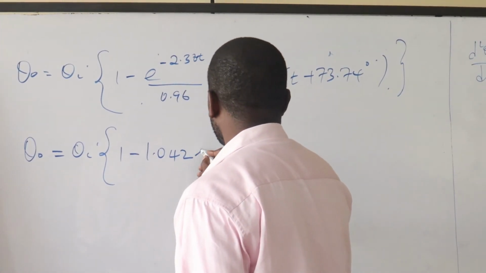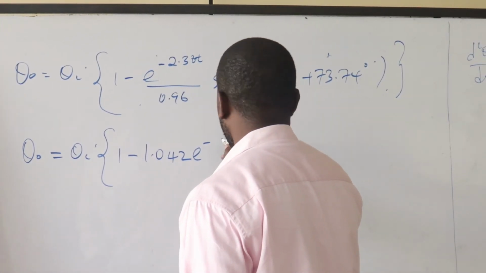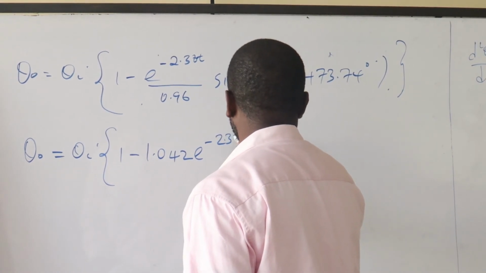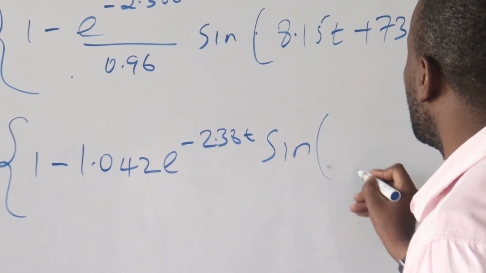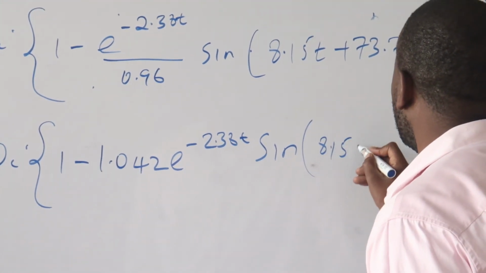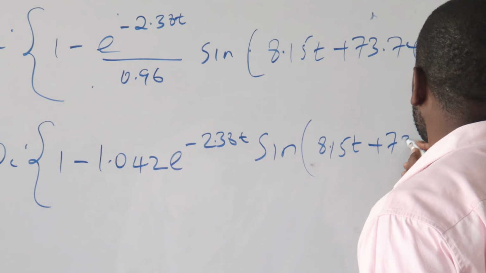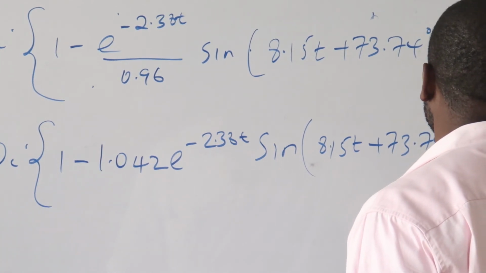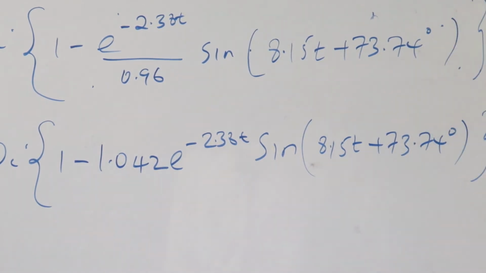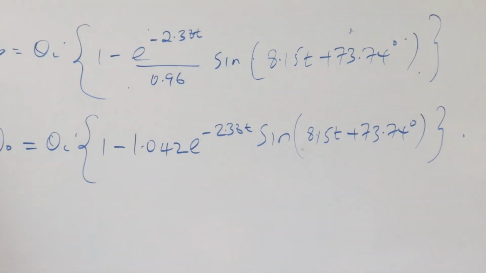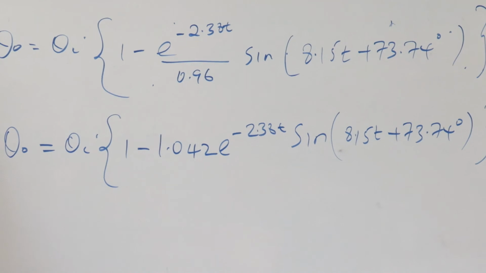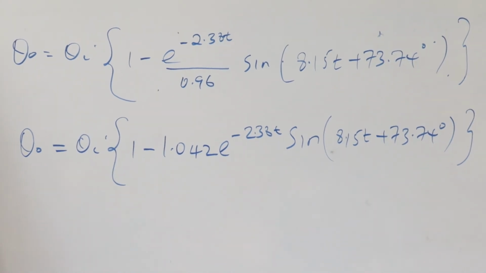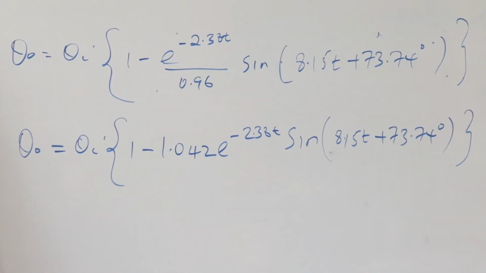e^(-2.38t) sine into (8.15t plus 73.74 degrees), and therefore that is now the expression for the output response. So in that case, we shall have answered the first part of the question. So now we can go to the second part.